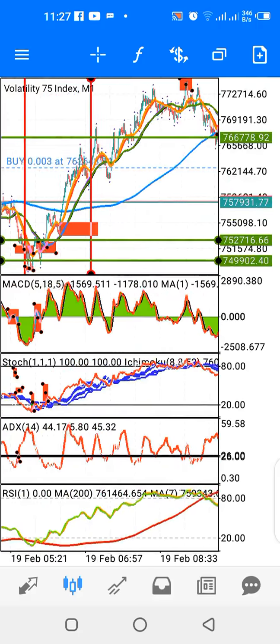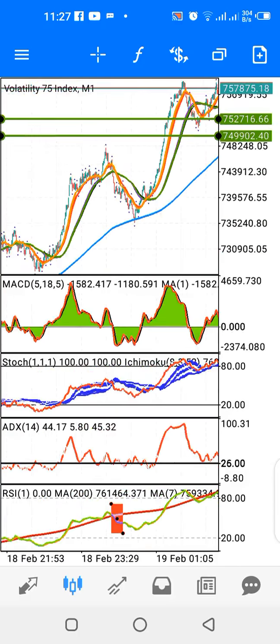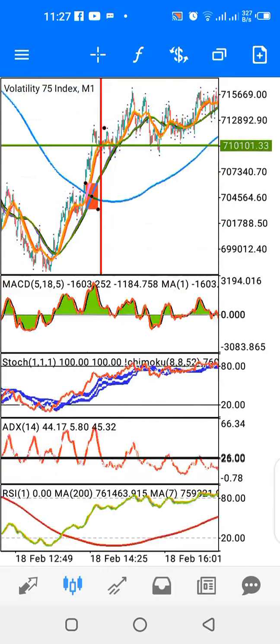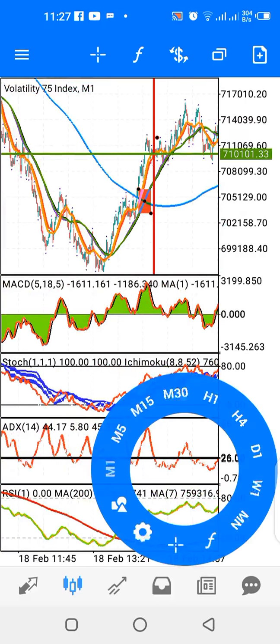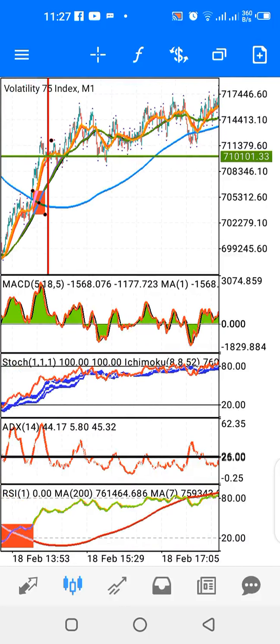So for when it crosses above, let's find a situation when it crosses above. Okay, like you have a cross above here, you have it crossing above here, whereas the red line also goes below 20 for you to buy.